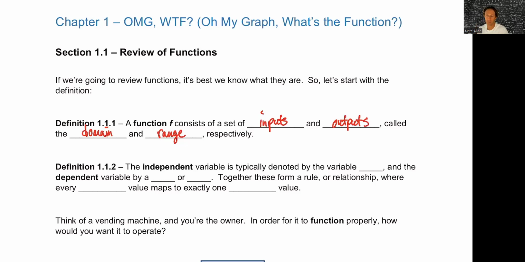The independent variable is typically denoted by the variable what? What do you think is independent of anything else in that? The independent variable is typically denoted by the variable blank. Which one is independent of all the others? That's our x. Therefore, the dependent variable, we use y or f of x. And together, they form a relationship where every input value maps to exactly one output value.